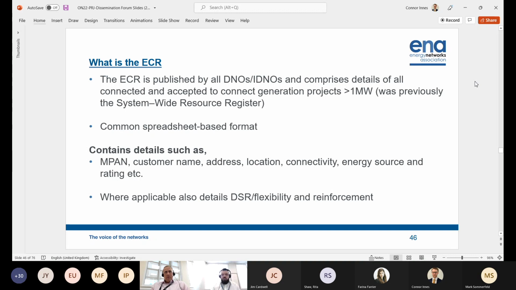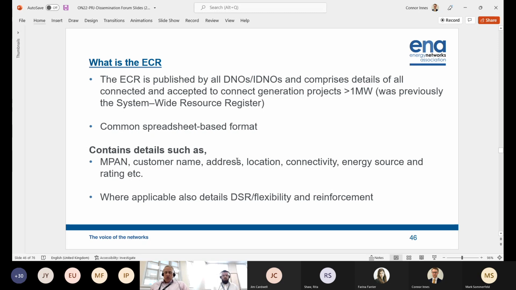So the Embedded Capacity Register is a monthly publication by all DNOs and IDNOs. And as Jim mentioned and I mentioned just now, it is in a spreadsheet-based format, and each DNO publishes their own version of that on the 10th working day of the month. The ECR comprises a list of all generation projects that are either already connected to the network, or are accepted to connect. That current threshold level is 1 megawatt, and we've been publishing that for just over a year or so now.